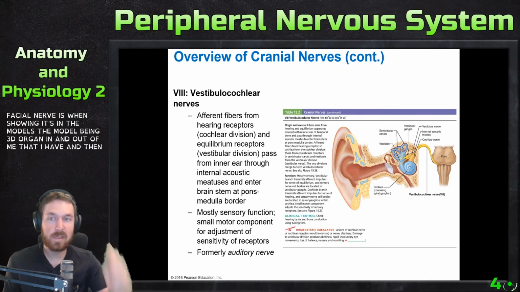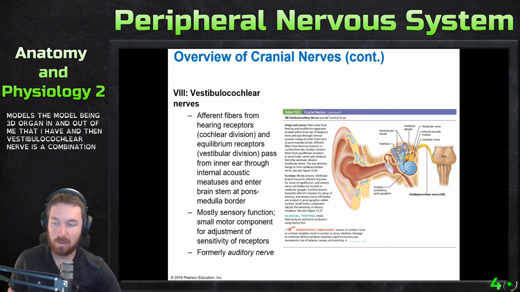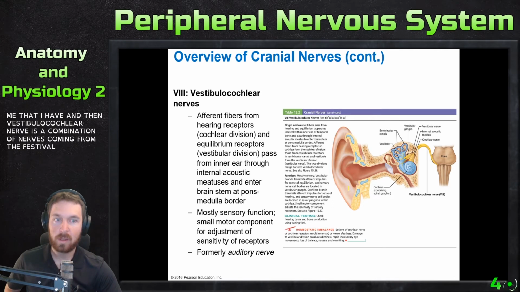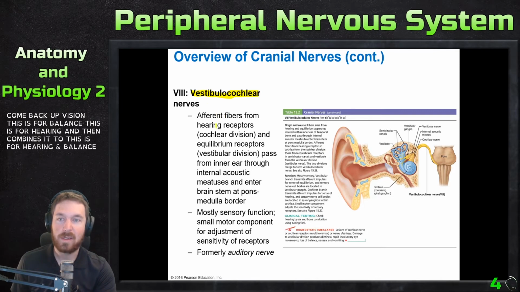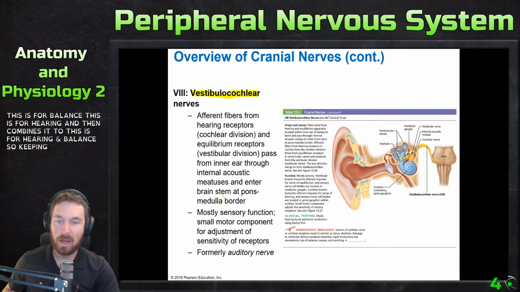And then vestibulocochlear nerve is a combination of nerves coming from the vestibule and the cochlea. Again, this will come back up vision. This is for balance. This is for hearing. And then it combines it. So this is for hearing and balance. So keeping your body in equilibrium and so forth.